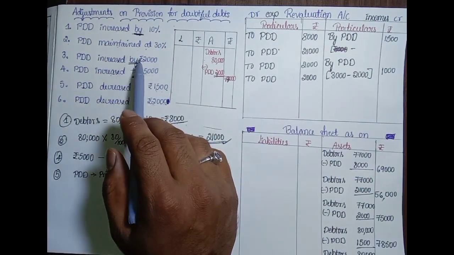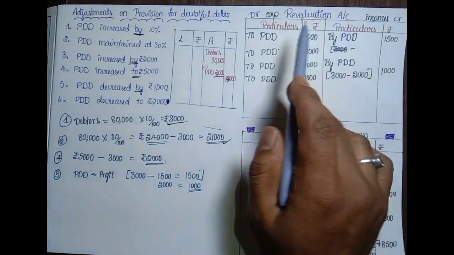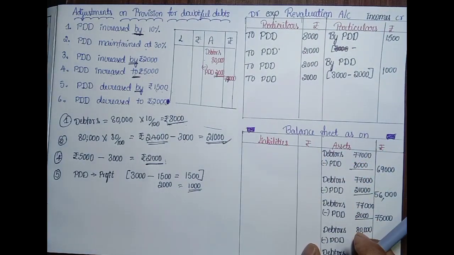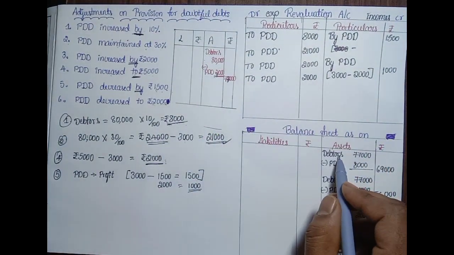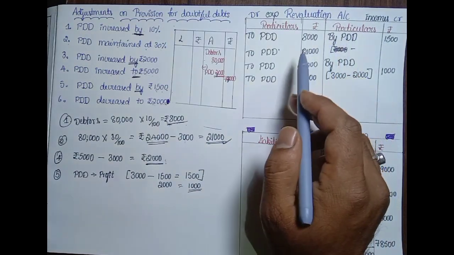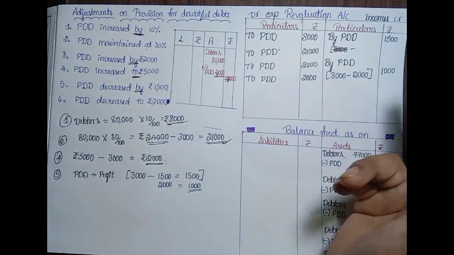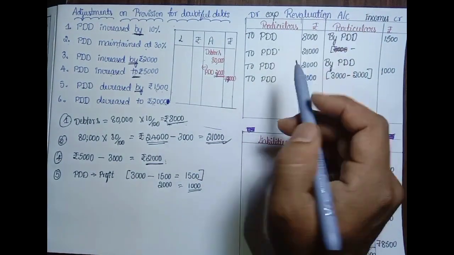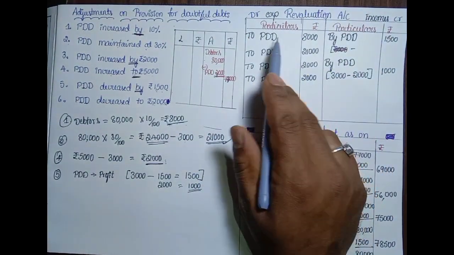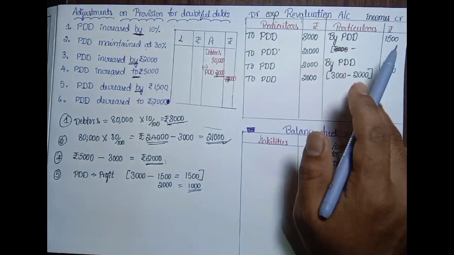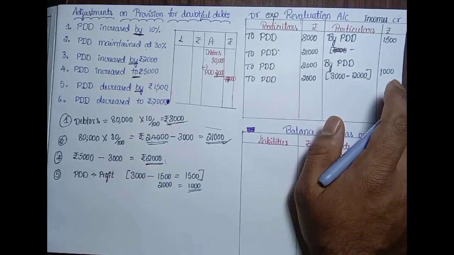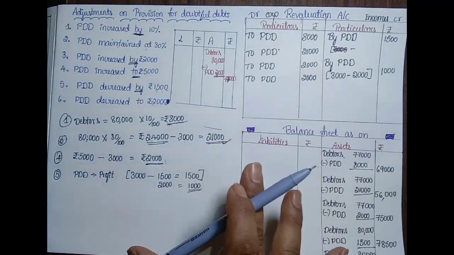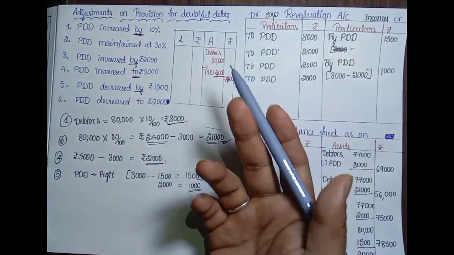In adjustments, if they are saying, we need to take it in two statements, one is the revaluation account and the other is the balance sheet. So in the balance sheet, the provision for doubtful debts amount we need to deduct from debtors. In the revaluation account, we need to observe whether it is increasing or decreasing. If it increases, it will become a loss to our business, so expense side, debit side. If it is decreasing, it will become profit to our business, and we need to take it under the credit side. So these are about adjustments on provision for doubtful debts.